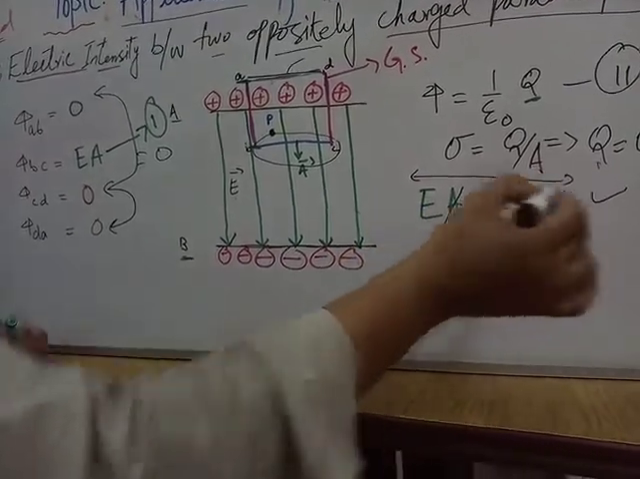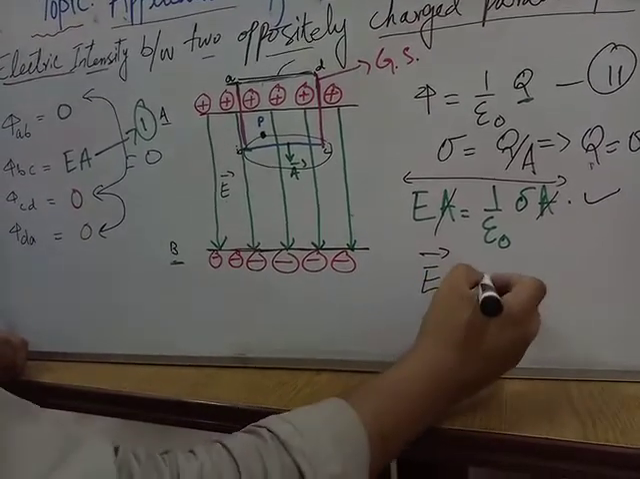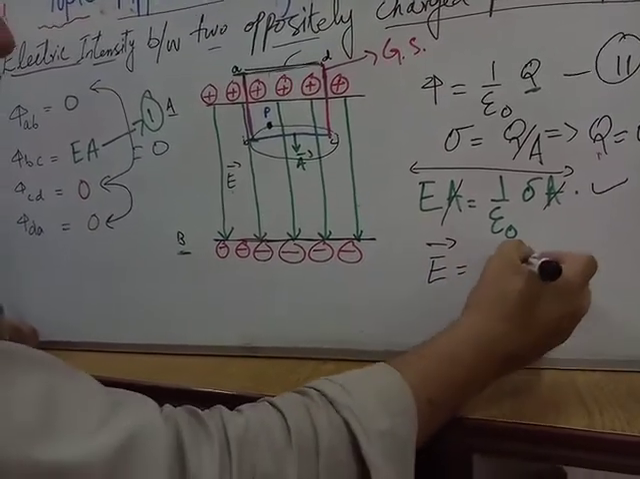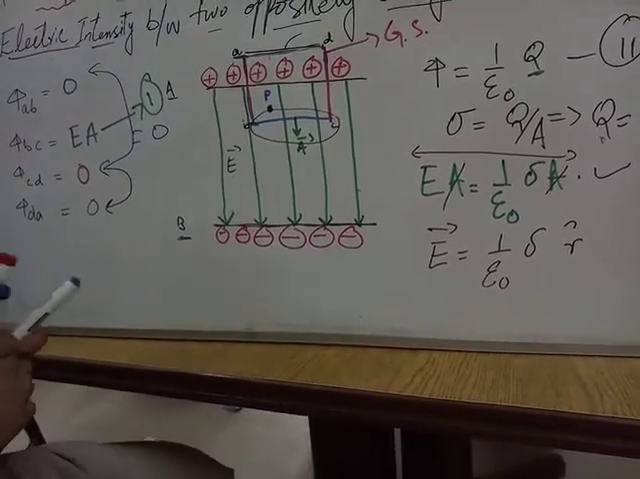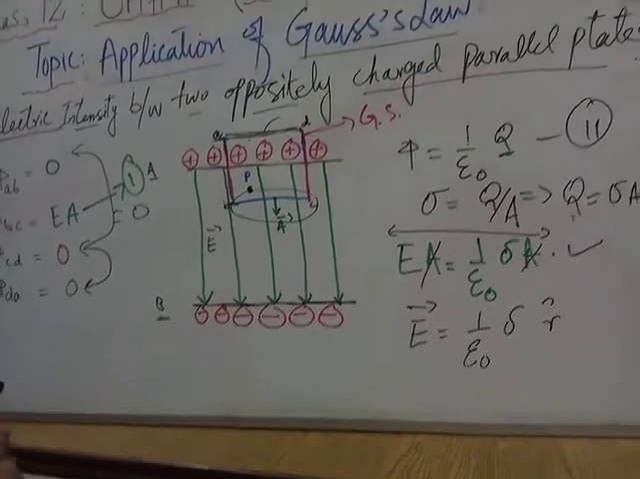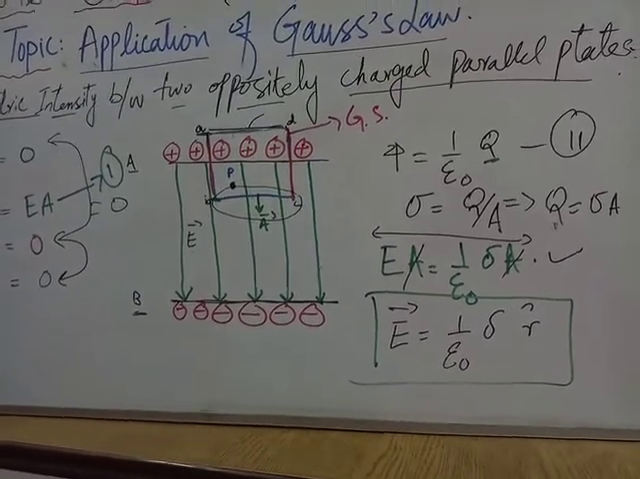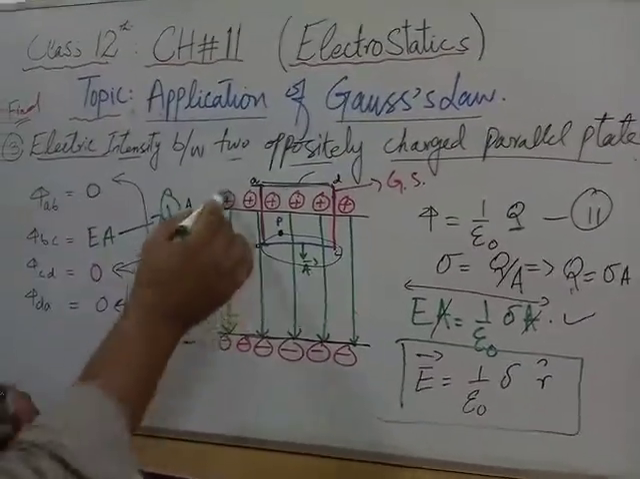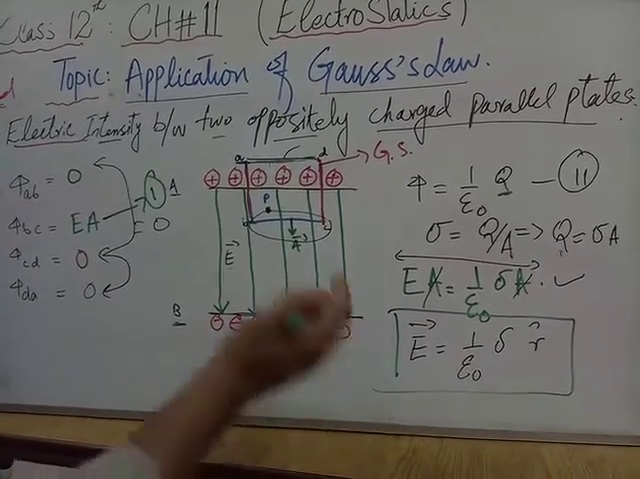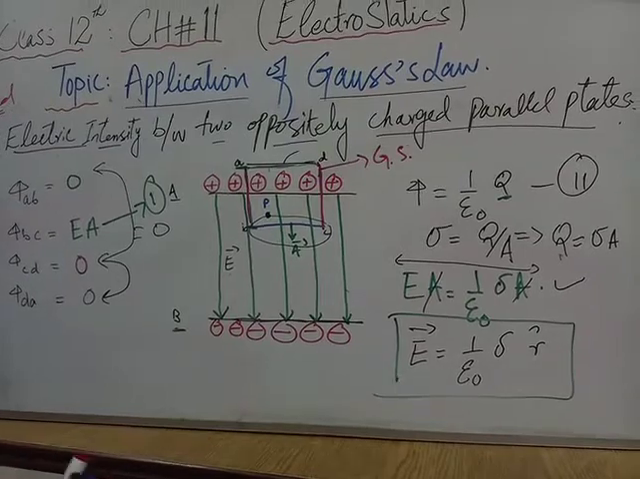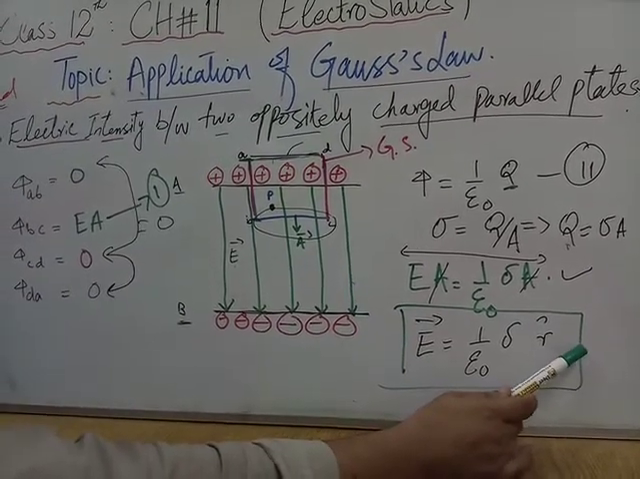So let me cancel the area, and we get the electric intensity for oppositely charged plates, which is equal to 1 over epsilon naught times sigma times n-cap, where n-cap is the unit vector. So this is the formula for the electric field between two oppositely charged parallel plates. This formula is used in your next topic, which is capacitors.